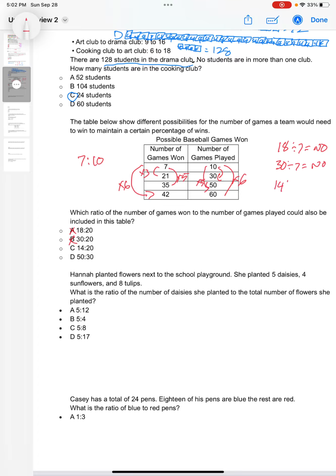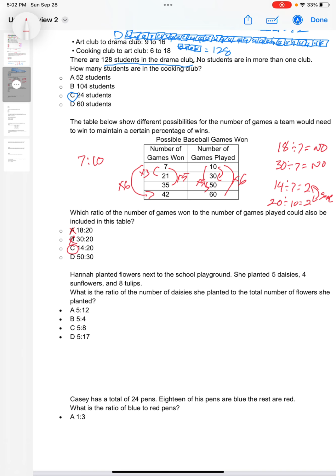Does 7 go into 14 evenly? Yes, 2 times. So does 10 go into 20 evenly? Yes, 2 times. That's the same. So it's C.